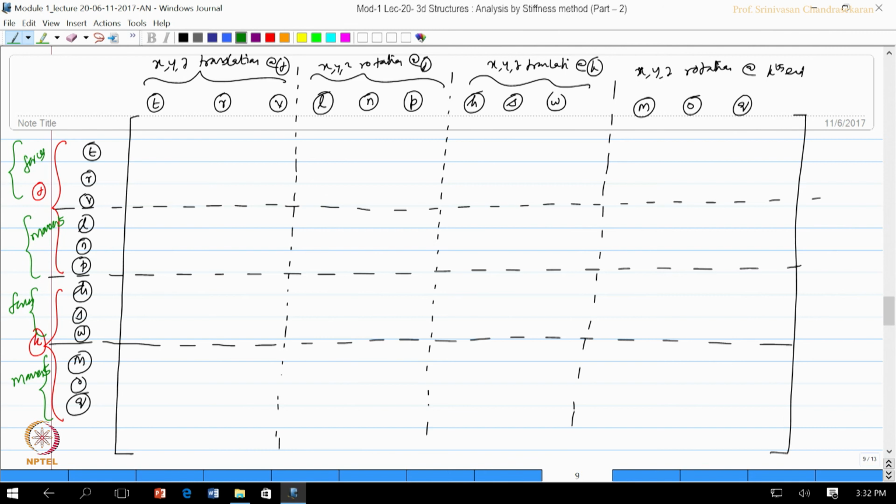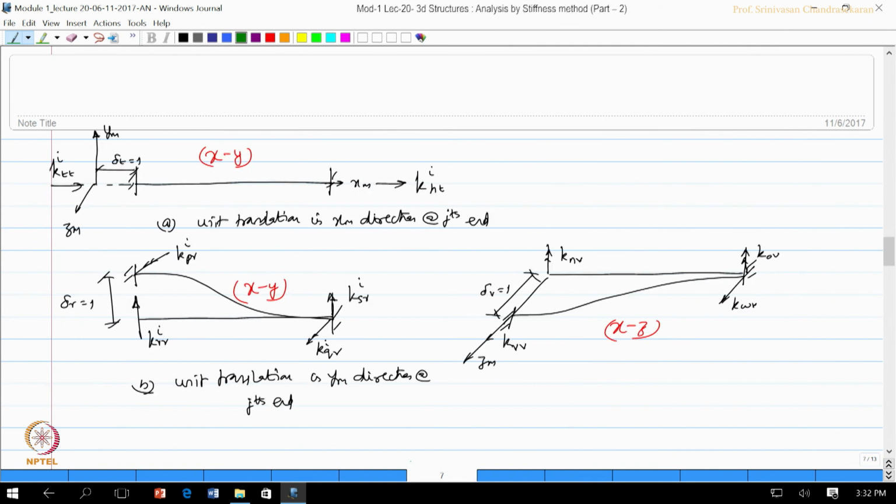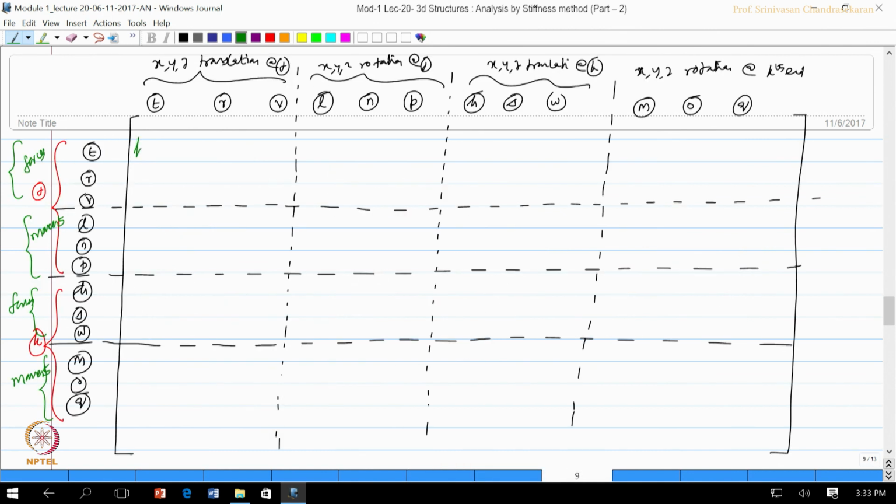When you give unit displacement along T, only T and H are influenced, you see here. So, KTT, KHT, remaining all are zeros. Similarly, when I do it for H at the kth end, you see it will be KTH and KHH, remaining all will be zeros.